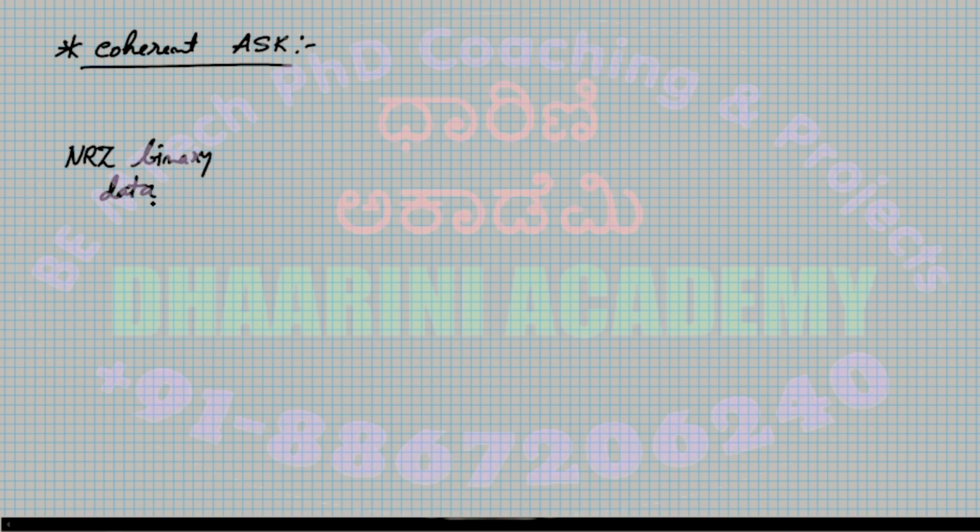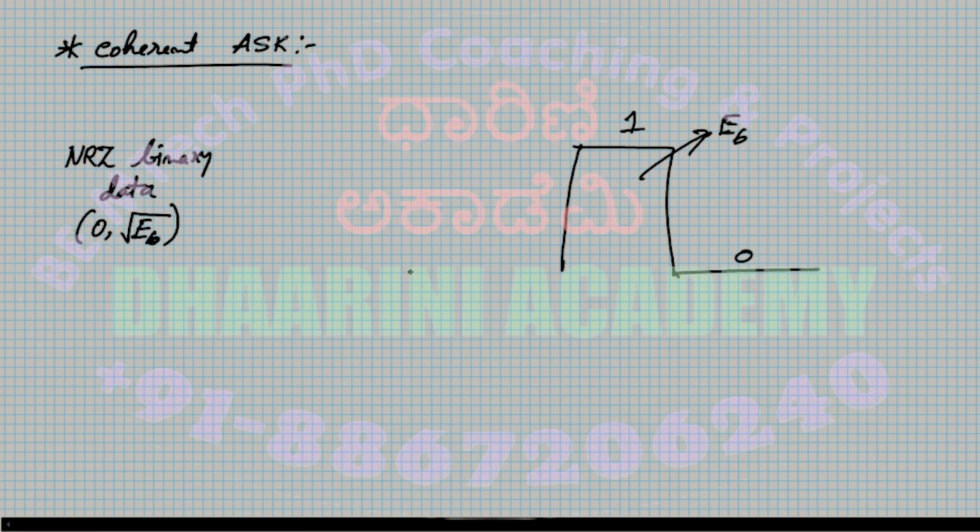But you see, binary data means we are going to talk in terms of the energy content. So what we do, it's a 0, 0 has no energy, and the 1 is going to have the level equal to root of EB, where EB is the energy content of the pulse that we use for sending ones. So sending one has an energy equal to EB, and 0 has no energy. That is the meaning of this.